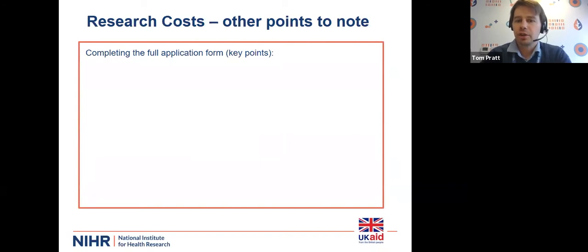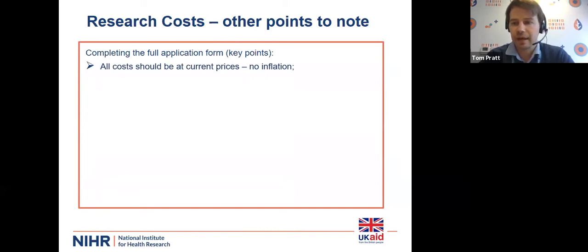So in terms of the research costs that can be requested, these can be quite wide ranging. And the costs should be based at current prices. As with the salary costs, these should be based on current prices and not including inflation. We will be checking this as part of the contracting, and if any inflation has been included, then we will remove that.